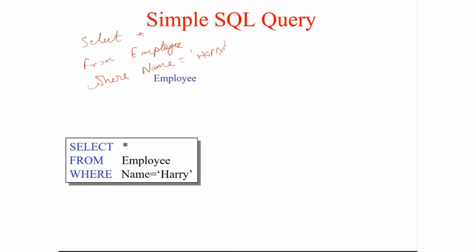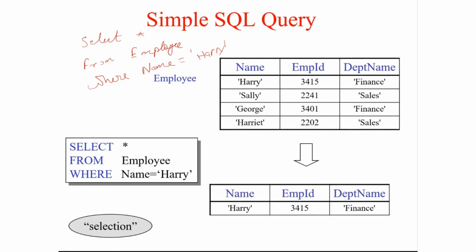Let me show you what I mean here. The employee table is there. This is the employee table, you can see. Name is there, employee ID is there, and department name is there. So these are the complete entries in the employee table. If you write this query, it will search for Harry. So where is Harry? Harry is this one. And what you are selecting, actually, you are selecting all the columns. So you are selecting this, this, and also this.